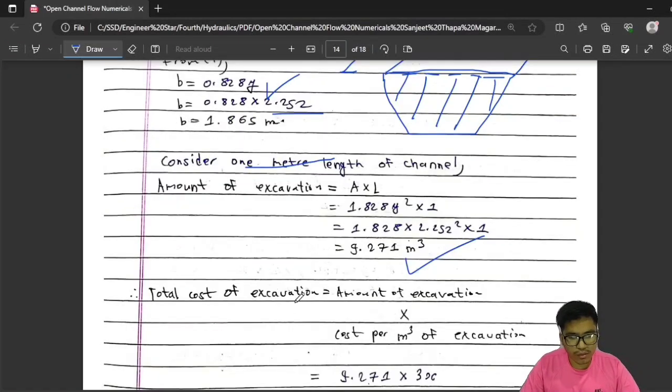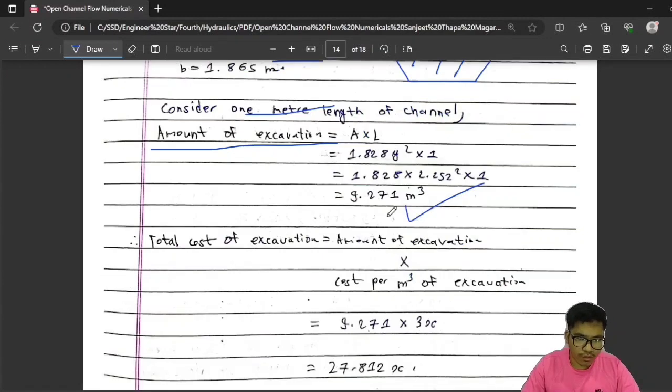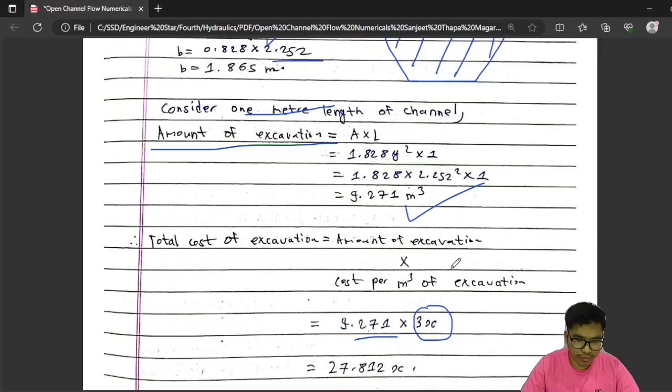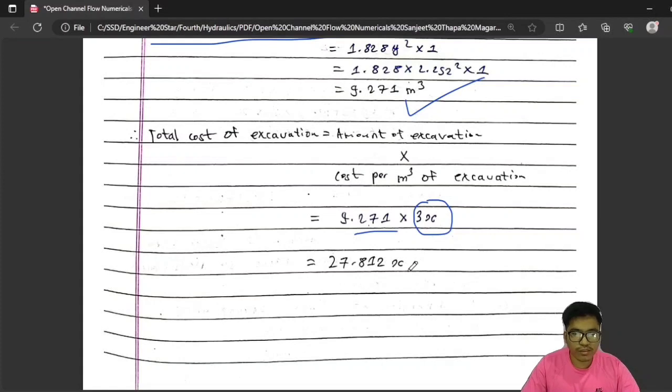And total cost of excavation is volume of excavation into cost per meter cube of excavation, that is amount of excavation 9.271 and cost of excavation is 3 times the cost of lining, 3x, that is 27.812x. This is the first case.